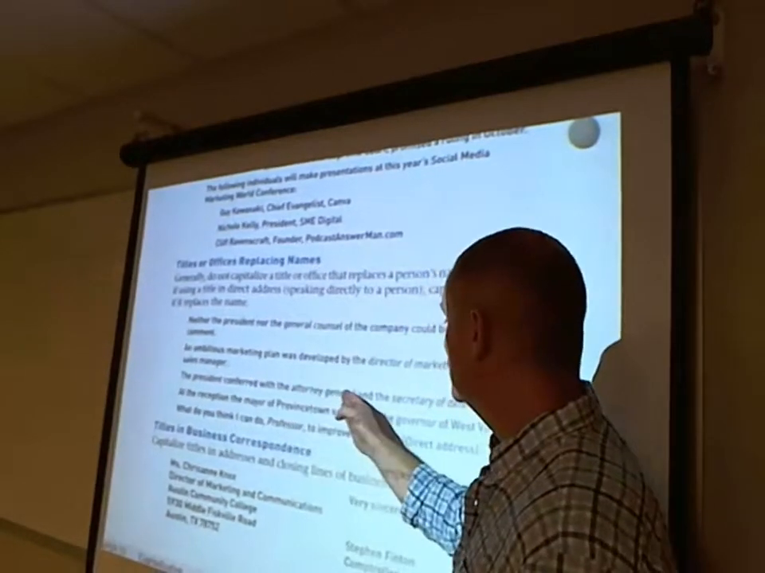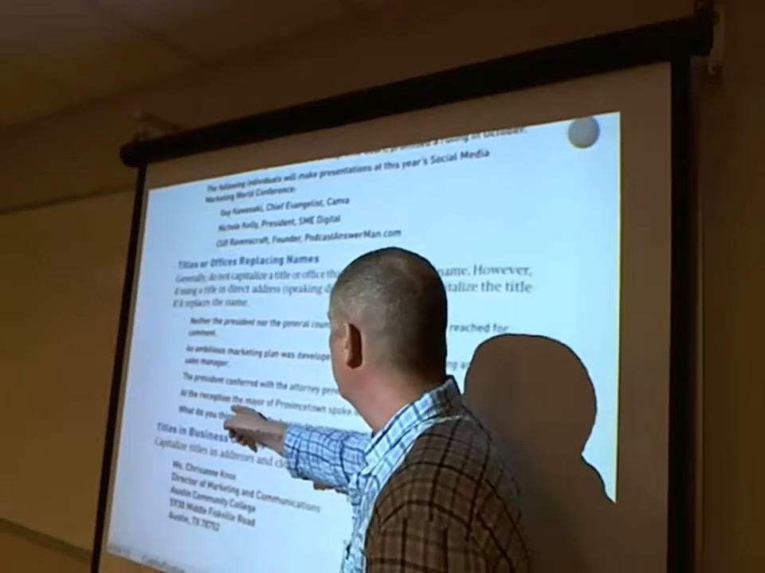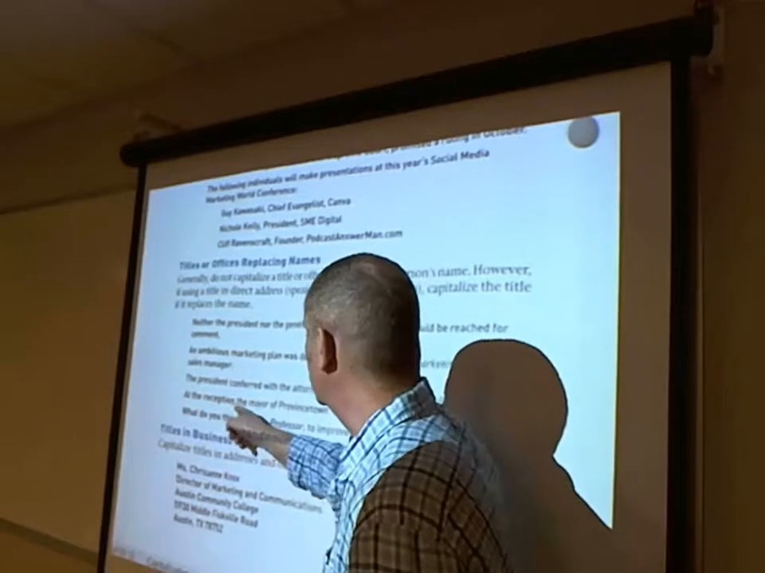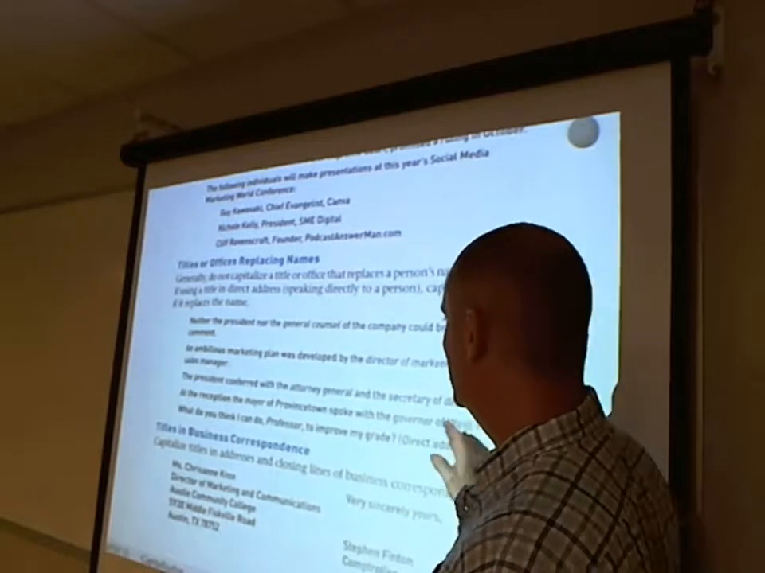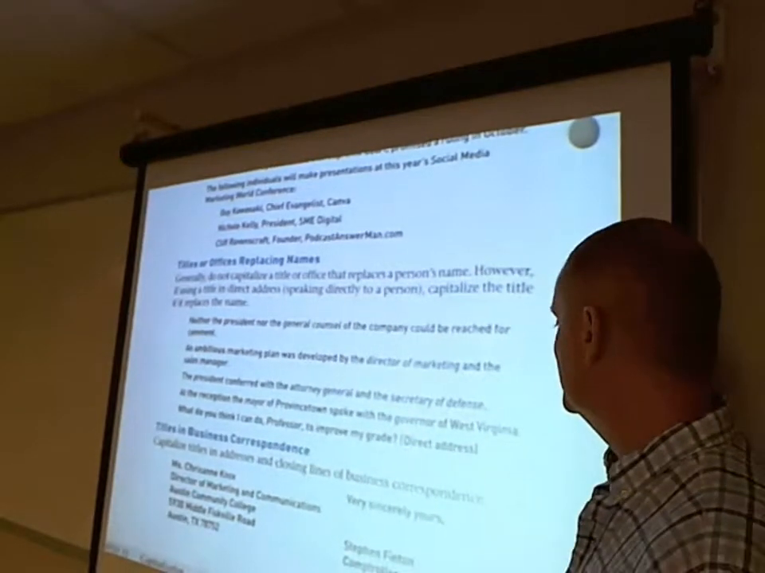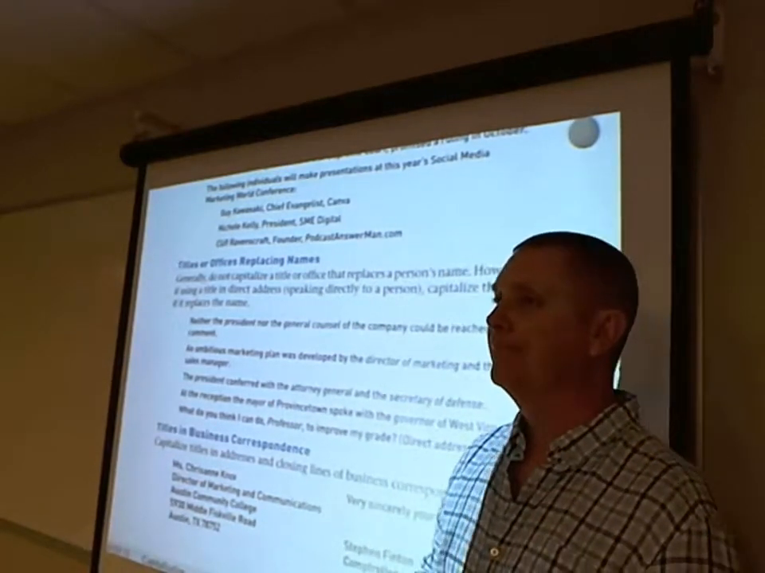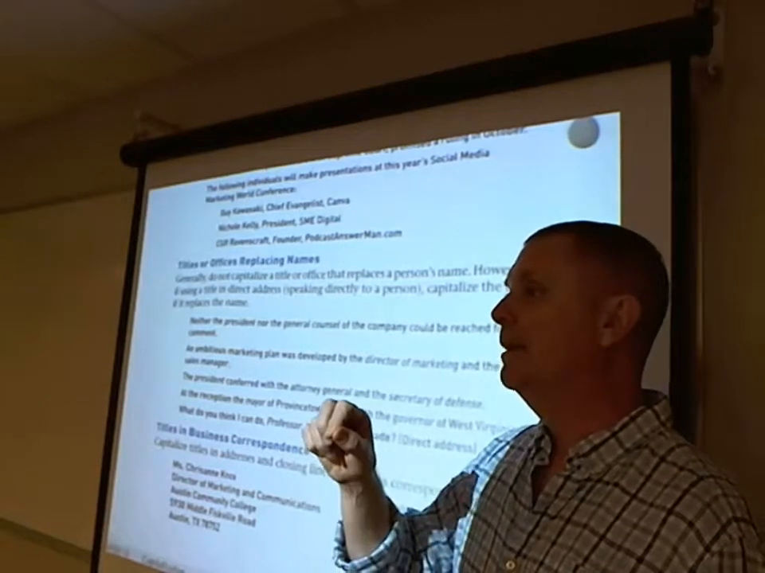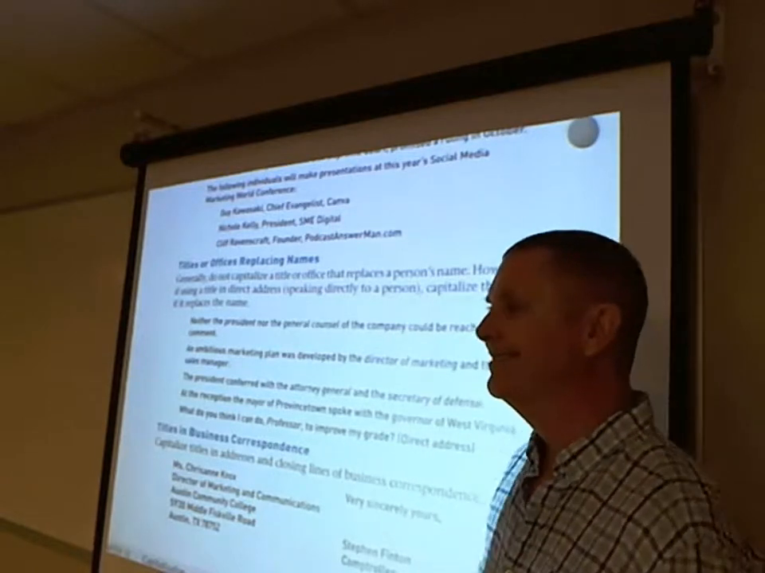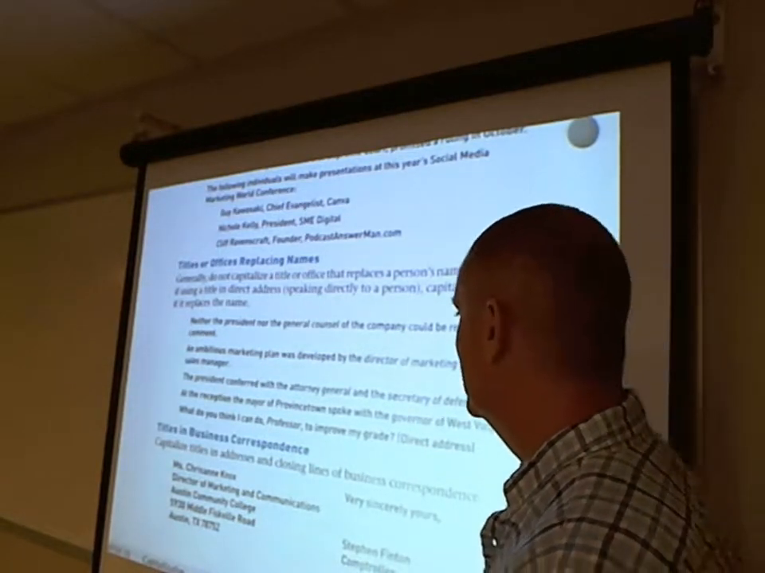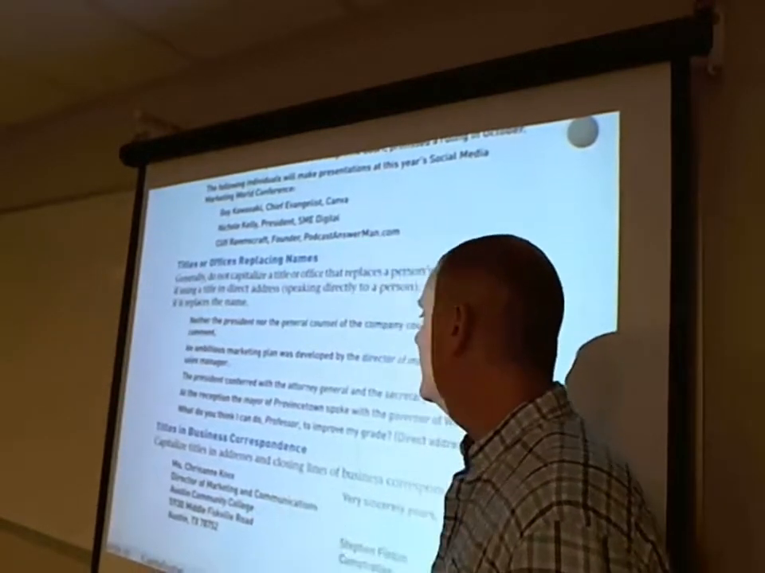Mayor of Provincetown: at the reception, the mayor of Provincetown spoke with the governor of West Virginia. Notice that mayor and governor are not capitalized. Now, I would capitalize it if I said Mayor Jim Williams, Governor Mary Fallon. Then it would be capitalized. Professor is capitalized here because it's a noun in direct address. What do you think I can do, Professor, to improve my grade? Now it's capitalized because it's a noun in direct address.